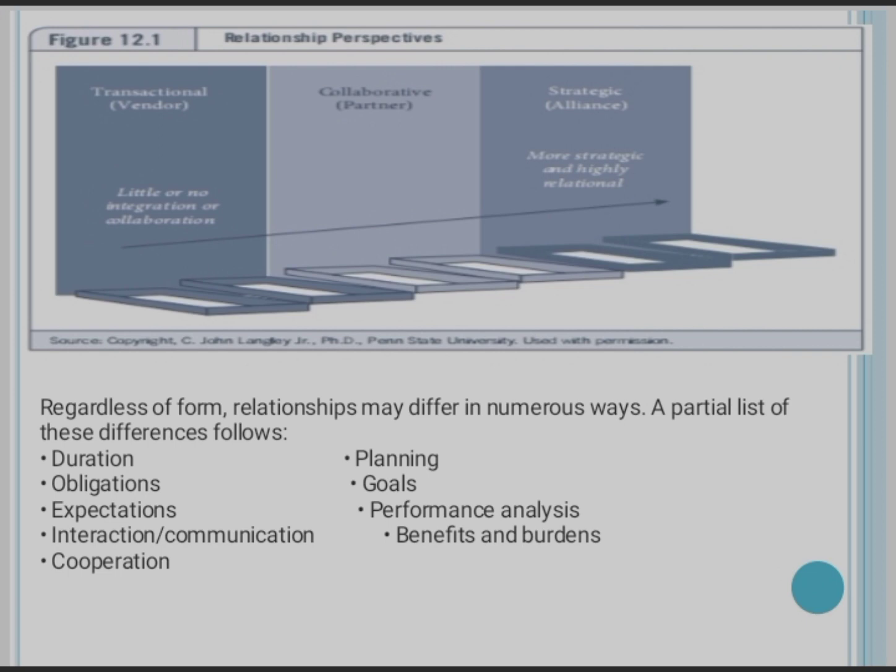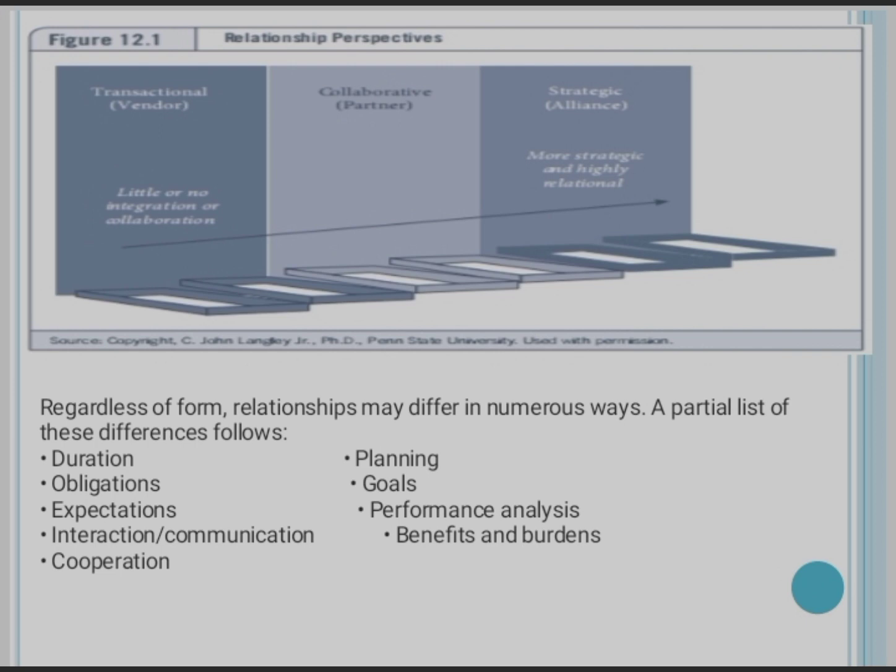Number 1, duration. Ang kining duration is, it refers to the expected length of time the relationship will last. Some relationships may be short-term while others may be long-term. Next, obligations. Each party in the relationship has specific responsibilities and duties. These obligations can vary depending on the nature of the relationship and the agreed upon terms.